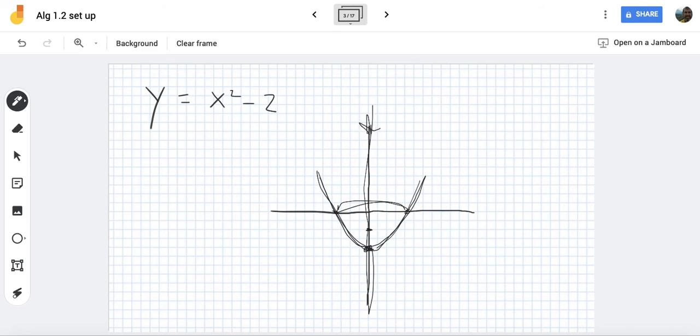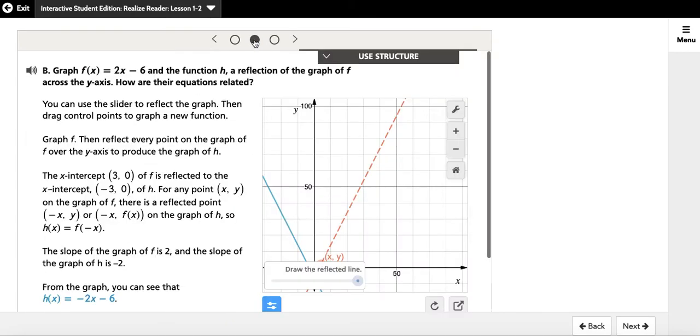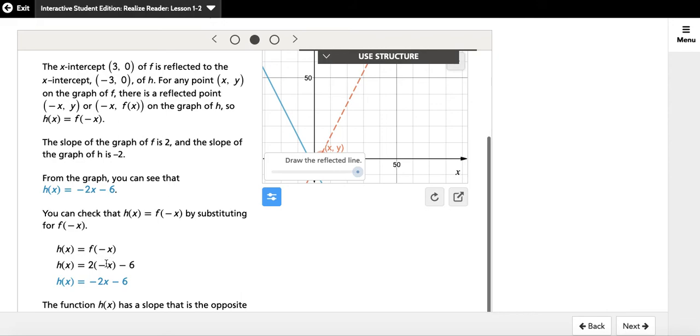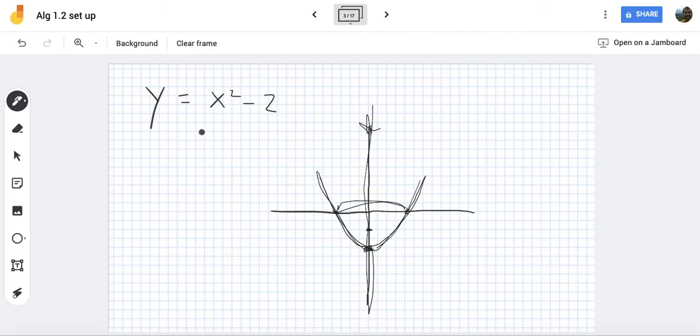But let's pretend we didn't know that. And you don't have to graph it to come up with the equation. We could just use this rule that they gave us, and that is that we're going to negate the x in the equation. So let me negate the x. When I negate the x, instead of x squared, it's going to be negative x squared.